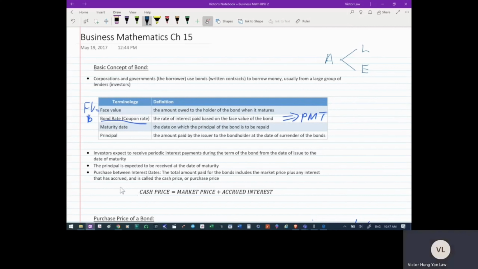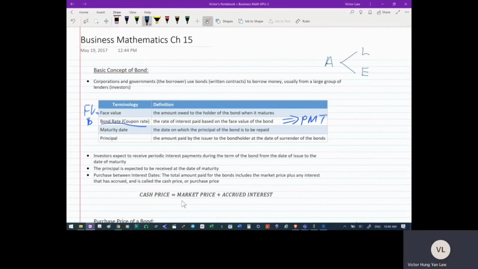The next important definition that you need to know is cash price. Cash price equals market price plus the accrued interest. Cash price is the total amount paid for the bond, and it includes the market price plus any interest that is accrued. Accrued interest is interest that you have not earned, but you're still receiving. And market price is your present value of the bond. So the present value of the bond plus any accrued interest is your cash price, your total price paid.